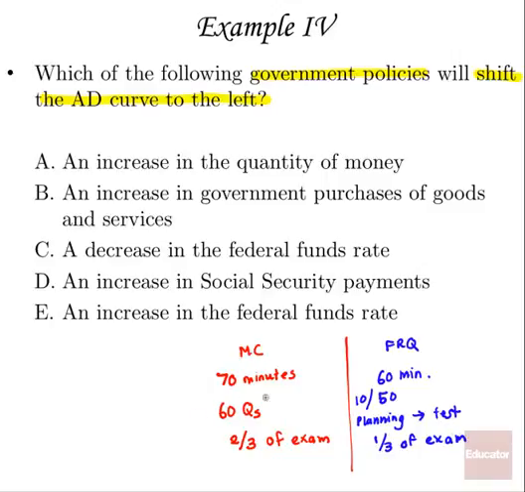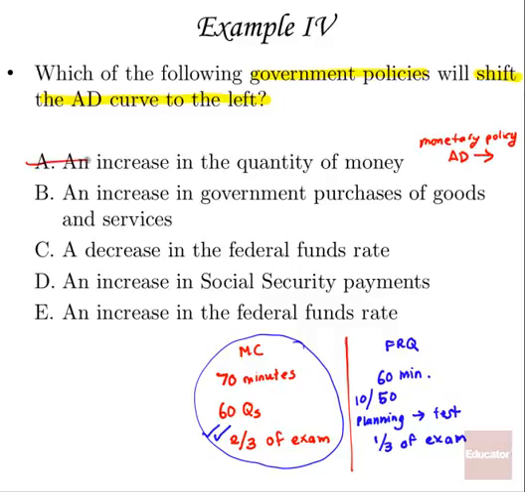So that being said, focusing on how to maximize your answer for the multiple choice is going to yield maybe the most bang for your buck here. Not that the FRQ isn't important, but reinforcing how to do these multiple choice questions is not a bad investment of your time. So which of the following government policies will shift the AD to the left here? An increase in the quantity of money. So that's going to be monetary policy. And an increase of the quantity of money will shift the aggregate demand curve to the right, not to the left. So this is incorrect.